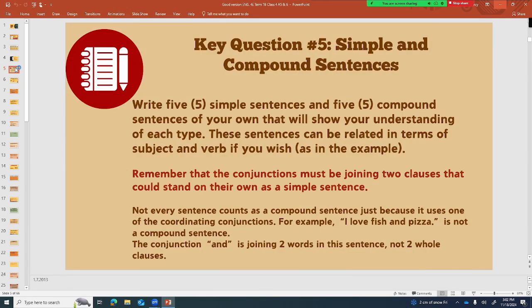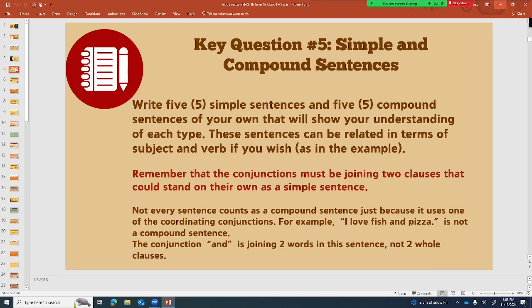Alright, so I'm going to kind of tell you the assignment and then we're going to teach all the information that you need to know to be able to do the assignment. So key question number 5 is about simple and compound sentences. They want you to write 5 simple sentences and then 5 compound sentences of your own that show your understanding of each type of sentence. These sentences can be related in terms of subject and verb if you wish, which I'll show you in an example. Remember that the conjunctions must be joining 2 complete clauses.